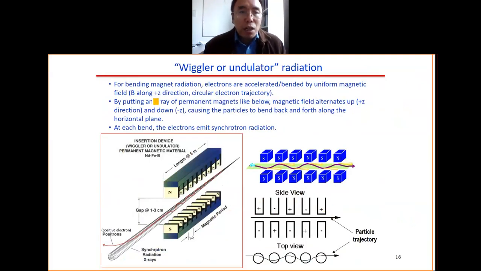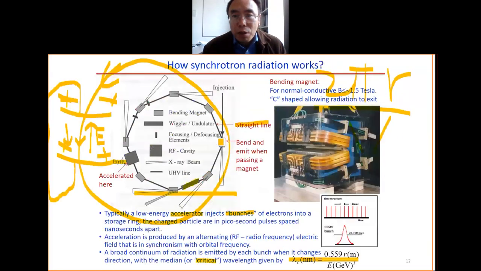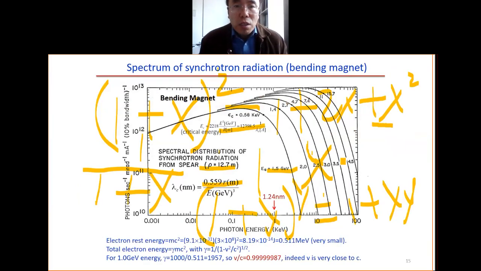So far we have seen the bending magnet. We have one big magnet, this bending magnet. The electron passes through and it will be bent. There will be emission of X-ray. But this energy is still not high enough.